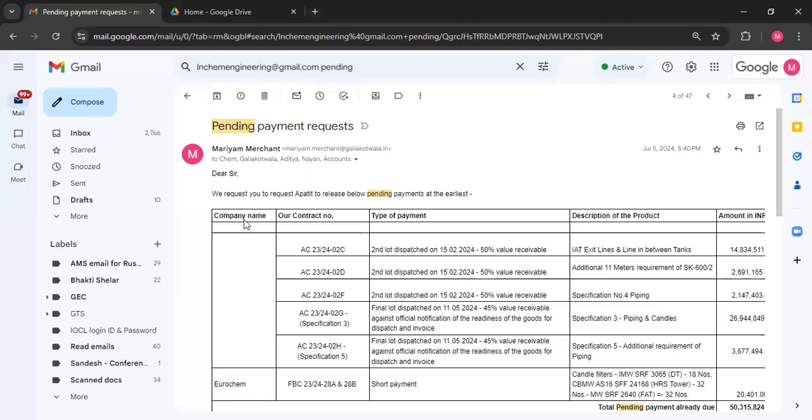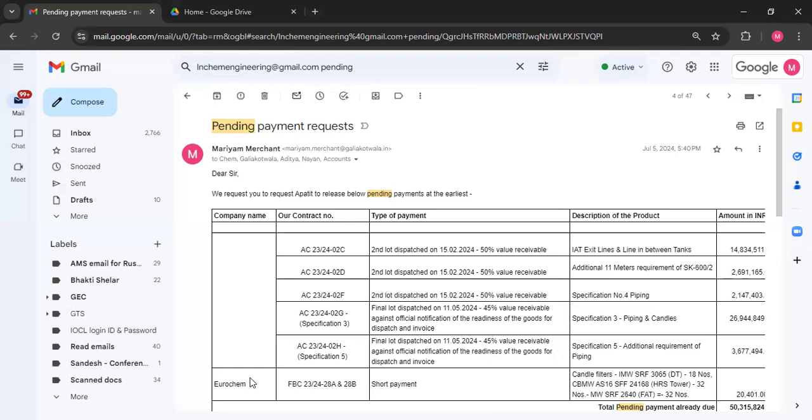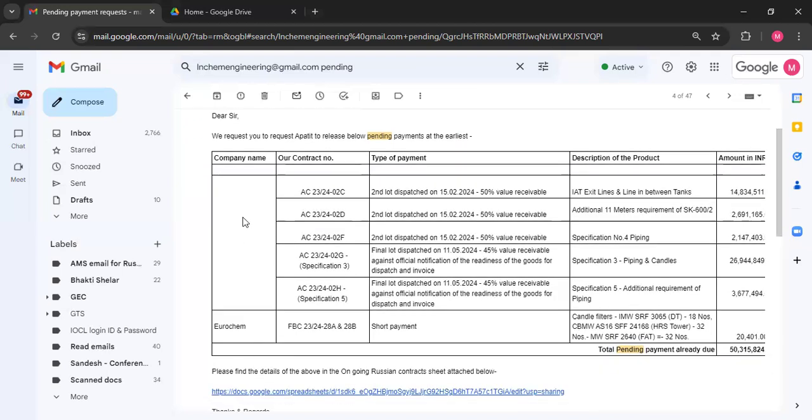See, in this mail, I give the details about whatever are the pending payments. If you can see, these are the payments that are all for Apatit. So the company name over here should be JSC Apatit. Then I have one payment for Eurocam. So first we begin with the company name. Then comes our contract, because it becomes very easy for us to understand against which particular contract I'm looking at what payment. Then we have the type of payment.